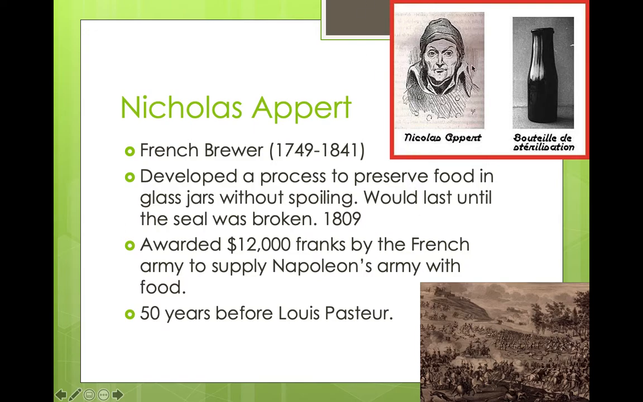Well, Nicholas Appert was a candy maker. And if you know anything about sugars and things like that, you get them hot, they dry, they harden, and they make really tight seals. So he was kind of experimenting on using sugar coatings to keep things fresh, coating them in a very hard sugary coating.